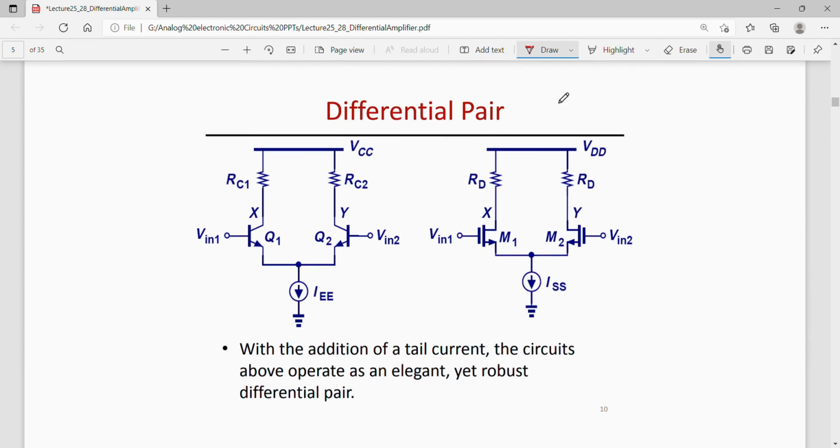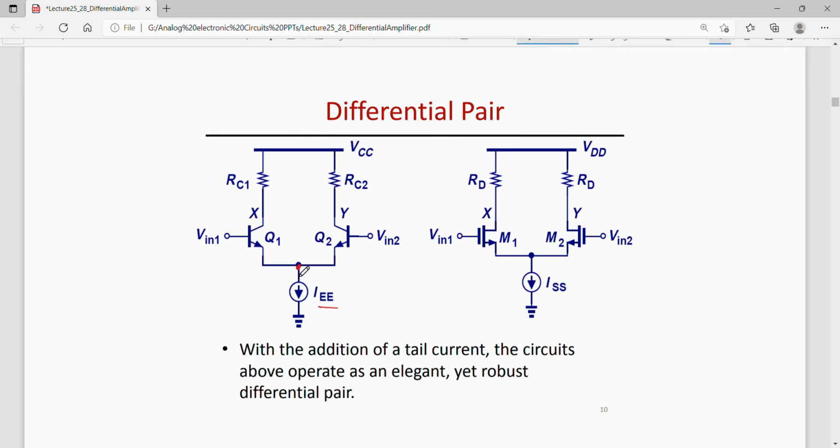So for example, in this differential pair, a tail current source IEE is added here, connected on the emitter side. Now the collector currents, IC1 and IC2, are both set by the tail current IEE. So IC1 and IC2 are not dependent on Vin1, and they do not change if Vin1 changes.